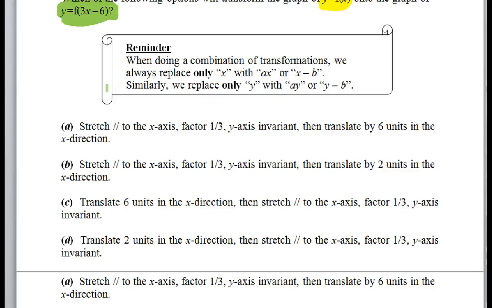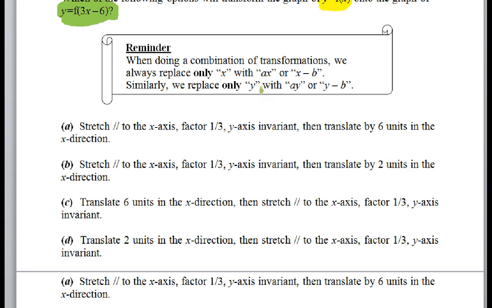Stretch first, factor 1/3. You will suspect so because you replace x with 3x. Then translate 6 units in the x direction. That's option 1. Option 2, 1/3, translate by 2 units. Translate first, then stretch. So now we are talking about 2 things. Which is the order? Do you stretch first or do you translate first? Does it matter? That's the first question. Second question, do we translate by 6 units or do we translate by 2 units? That's another question.